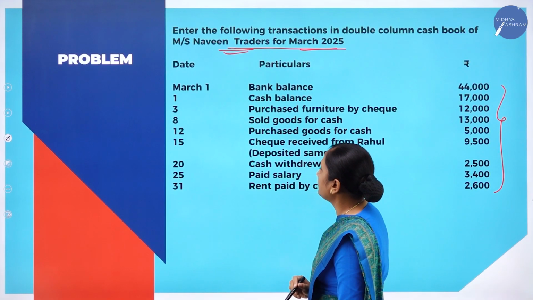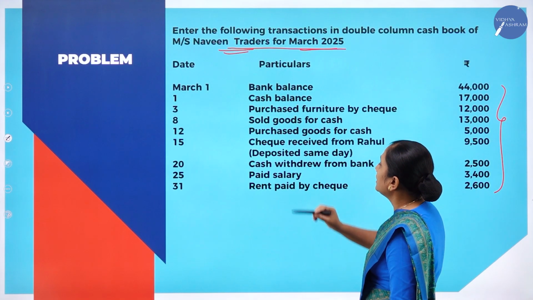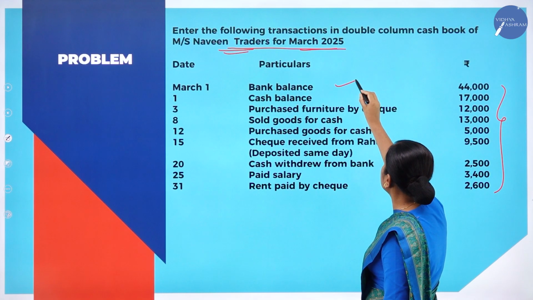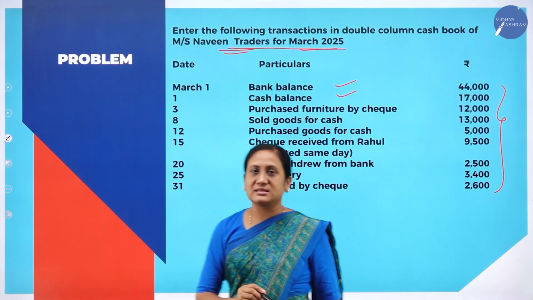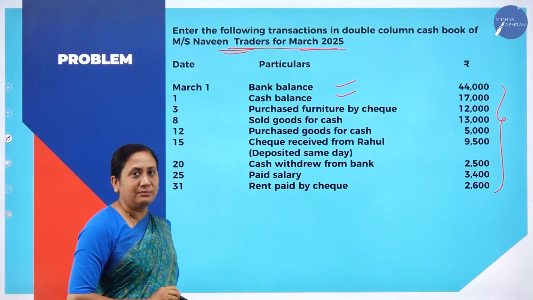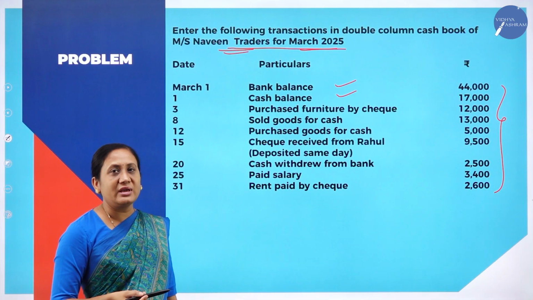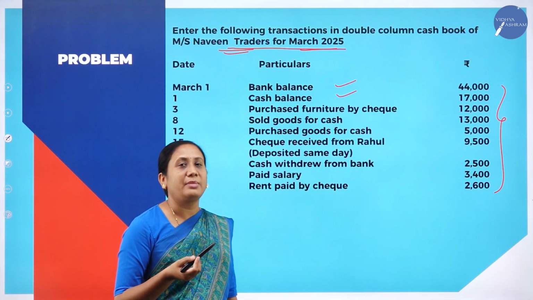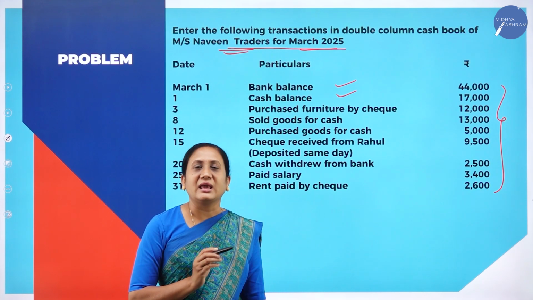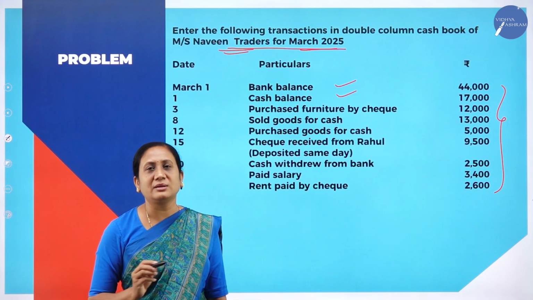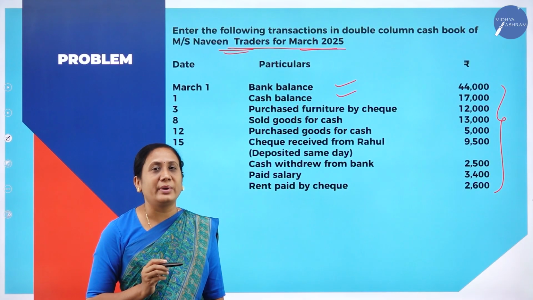Now we will look into the first transaction. March 1, bank balance is given, cash balance is given. That is the opening balance. It is the previous month's balance brought down, or the opening balance. Neither is money received nor is money paid. It is the opening balance.